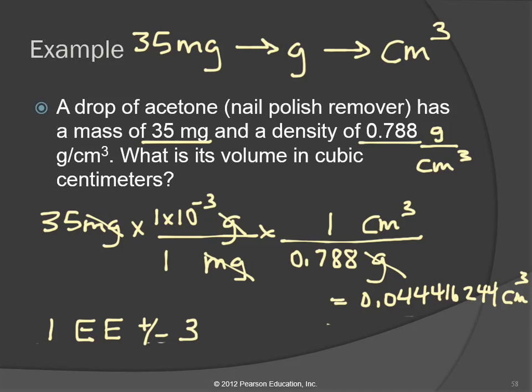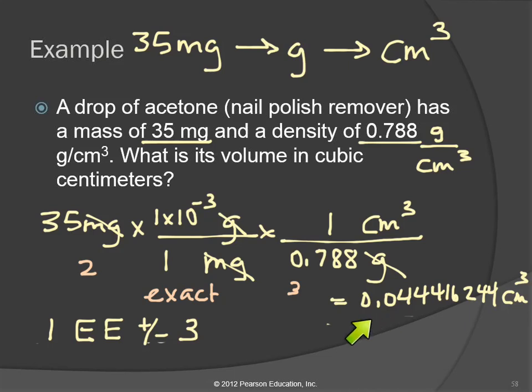Now we look at significant figures. How many significant figures in the number we started with? 2. Okay. And what about this factor? How many sig figs? We don't have to think about it because that's exact. It's defined that way. It's within the metric system. Just like there are exactly 12 inches in a foot, because that's what we decided, there's exactly 10 to the minus third grams in 1 milligram. And then this guy, how many sig figs? 3. So which is smaller? 2. So we're going to round to 2 significant figures.